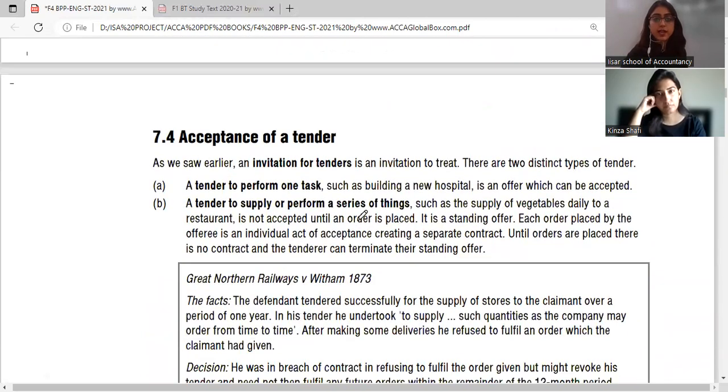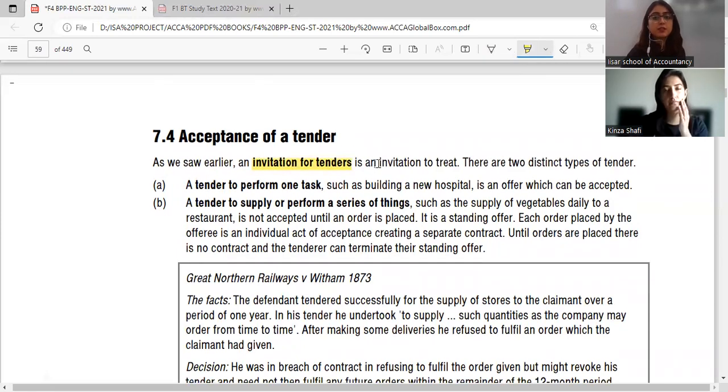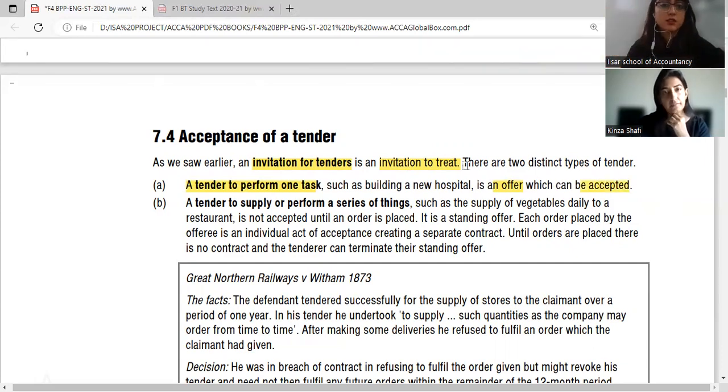So, moving next, acceptance of a tender. As we saw earlier, an invitation for tenders is an invitation to treat. A tender to perform one task, such as building a new hospital, is an offer, which can be accepted by the person who sent the invitation to treat. A tender to supply or perform a series of things can be like supplying vegetables, supplying grocery to the supermarket, or food to a restaurant, anything, right?